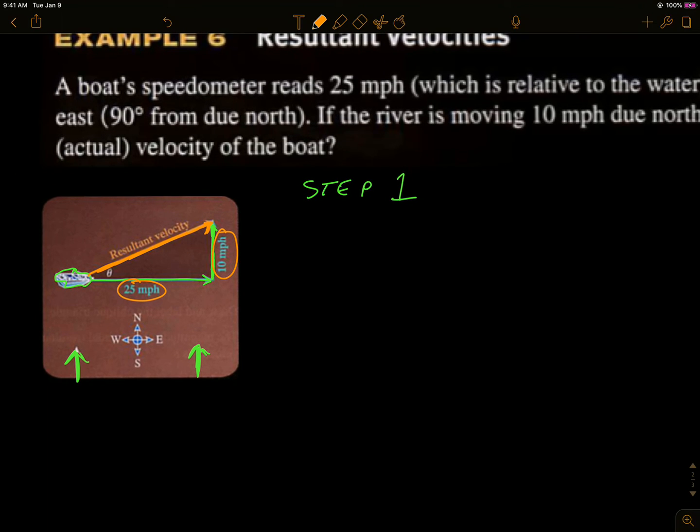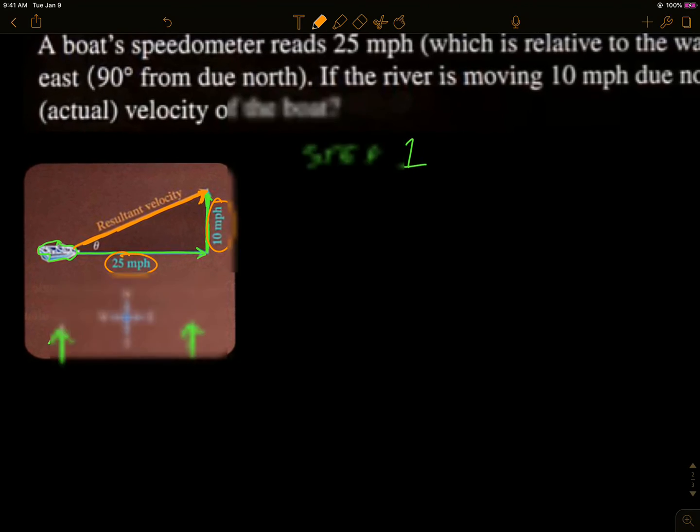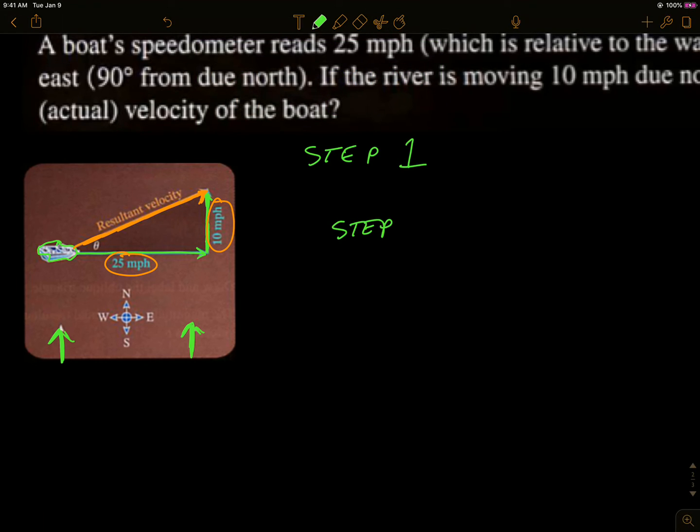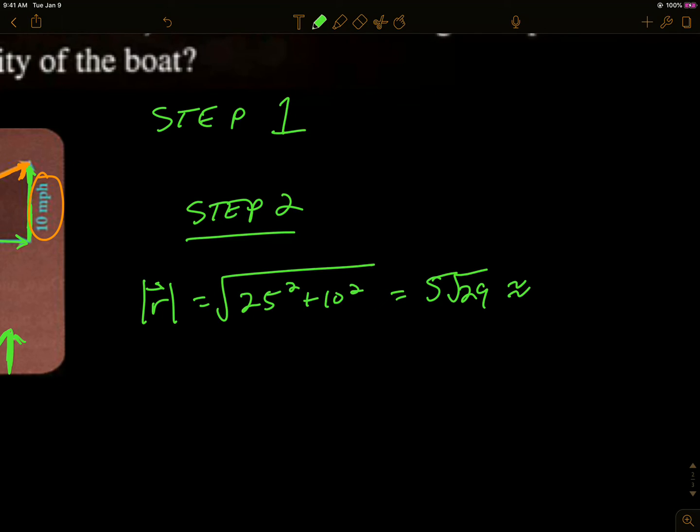So step one is to draw a picture. So now we want to determine the magnitude of the resultant vector once we draw it in. So go back to green here. Step two is to do the magnitude of our resultant vector. I'll just call it r in this case. Should use a lowercase. So it's the square root of 25 squared plus 10 squared. That's going to be equal to 5 root 29 when we simplify it. Or about, we kind of want the decimal anyway, about 27 miles per hour.